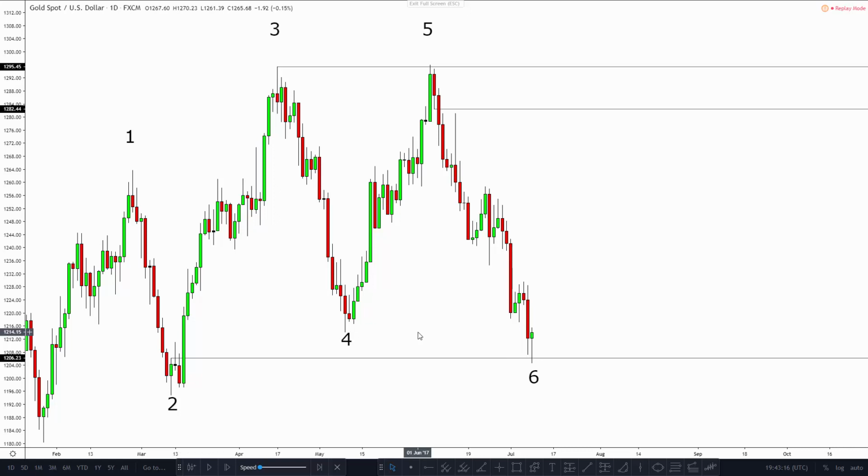From number 1 to number 3, we have the formation of a major solid low in the chart. In other words, number 2 is now a place where we can expect buyers to appear again in the chart if everything else remains constant.